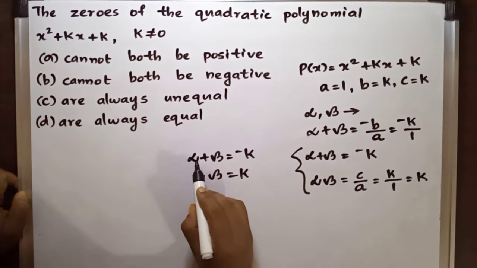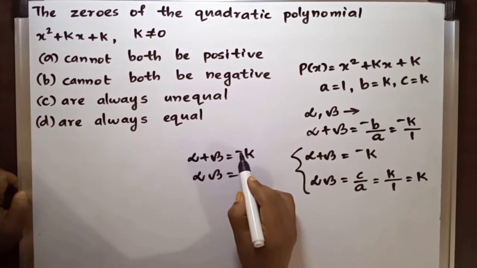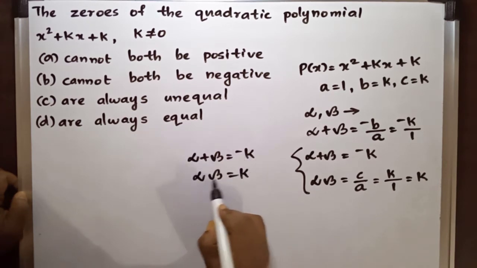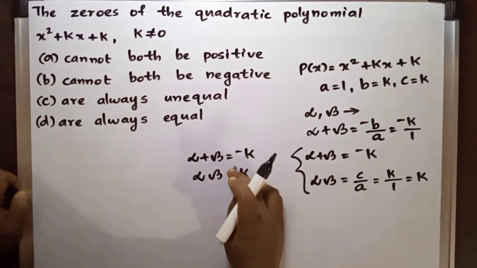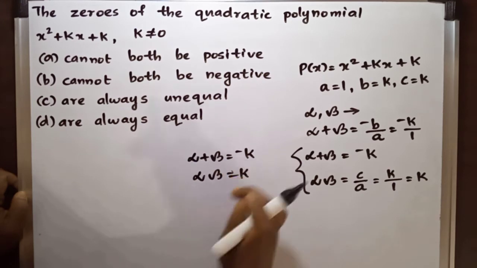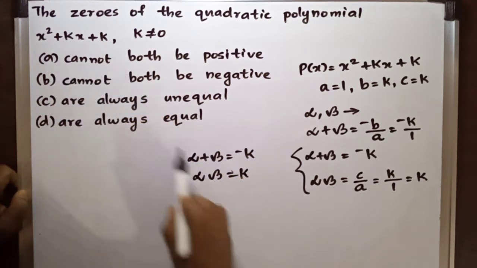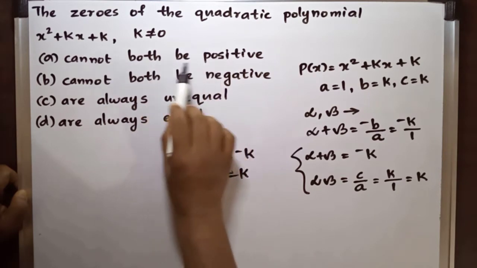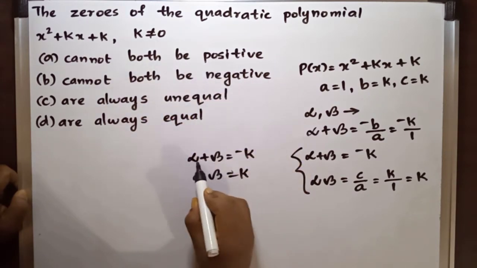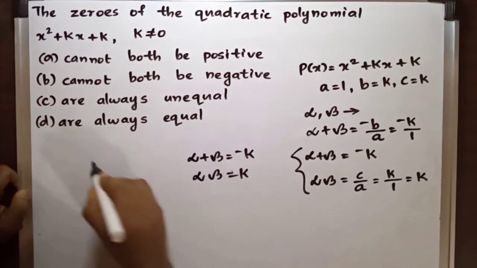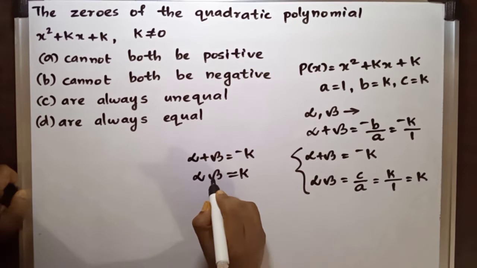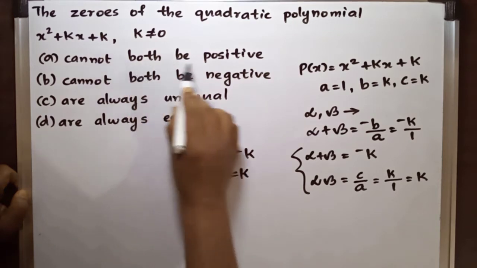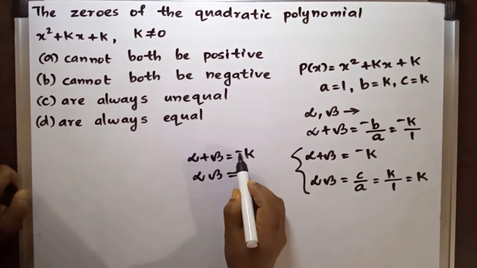See, when two numbers are added, the answer is negative and the product of those numbers is positive. See, here it is a positive value. So what does that mean? Now let us check the options. They both cannot be positive. If these two are positive, the sum of two positive numbers is always positive. So both of them cannot be positive. See, here the sum is negative.